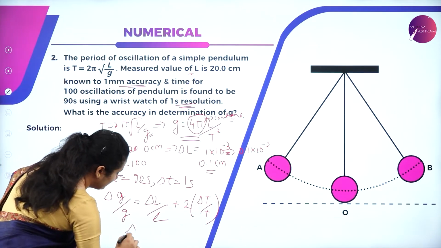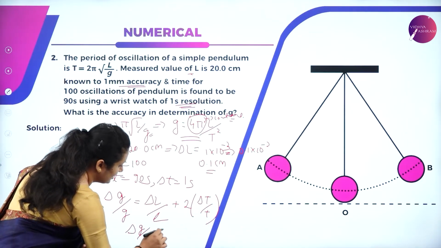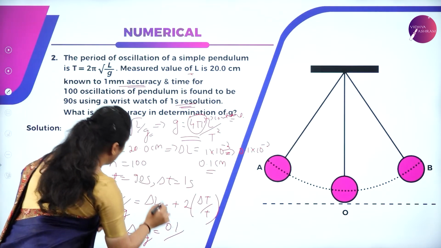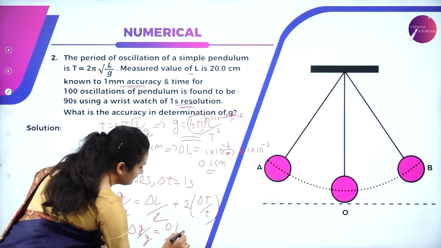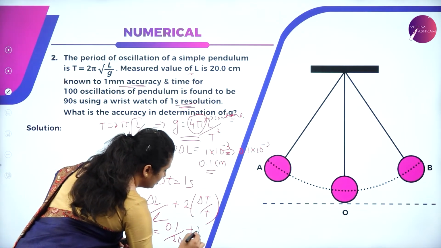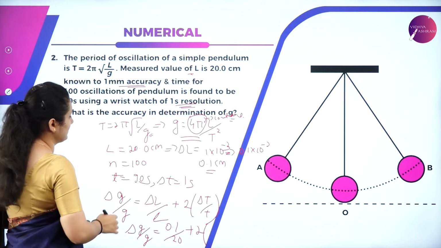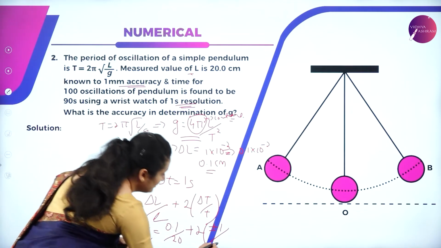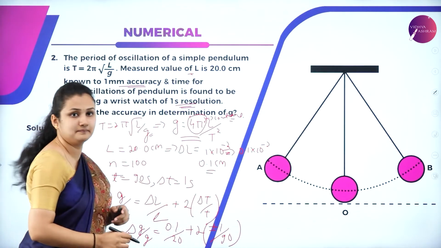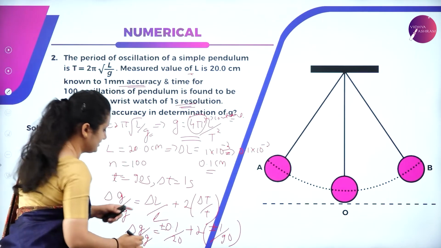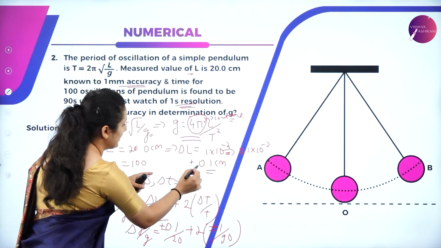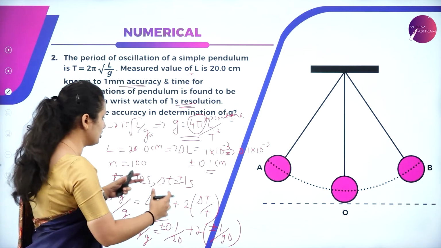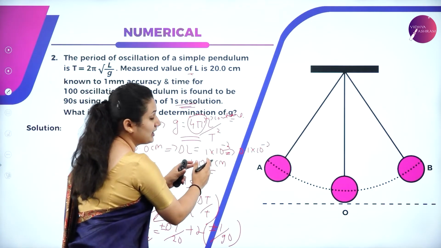So, what will delta G by G be equal to? What is delta L here? It is 0.1 divided by what is L? 20 plus 2. What is delta T here? Delta T is given by plus or minus 1 second, divided by small t, which is given as 90. Here you can see it is plus or minus. Since it's an error, it can be plus or minus, and even t can be plus or minus. Since error can be plus or minus, it's denoted by plus or minus 1, plus or minus 0.1.